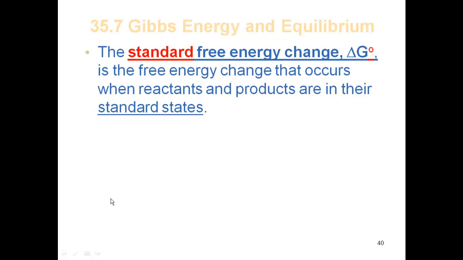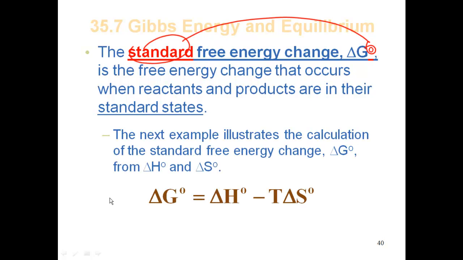The standard free energy change, delta G superscript naught, okay, standard. That's why we have that superscript 0, basically talking about 25 degrees C, 1 atmosphere, 1 molarity. It is the free energy change that occurs when reactants and products are in their standard states. The next example illustrates the calculation of the standard free energy delta G naught from delta H and delta S.